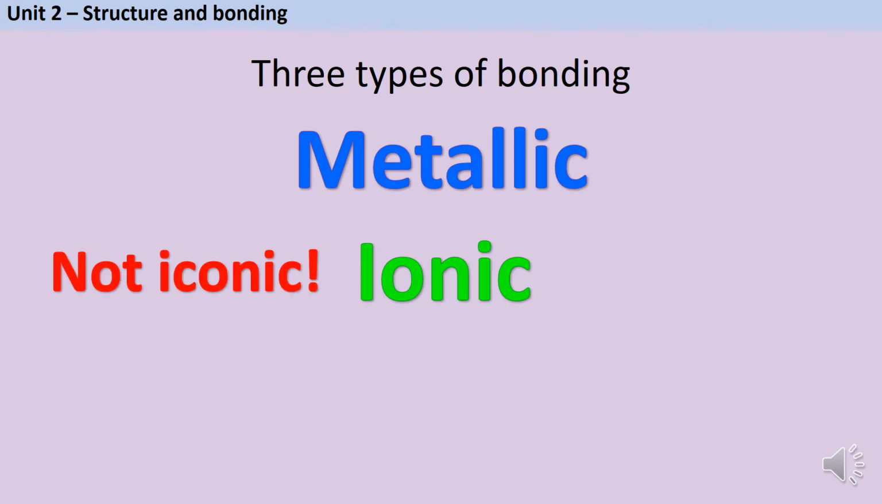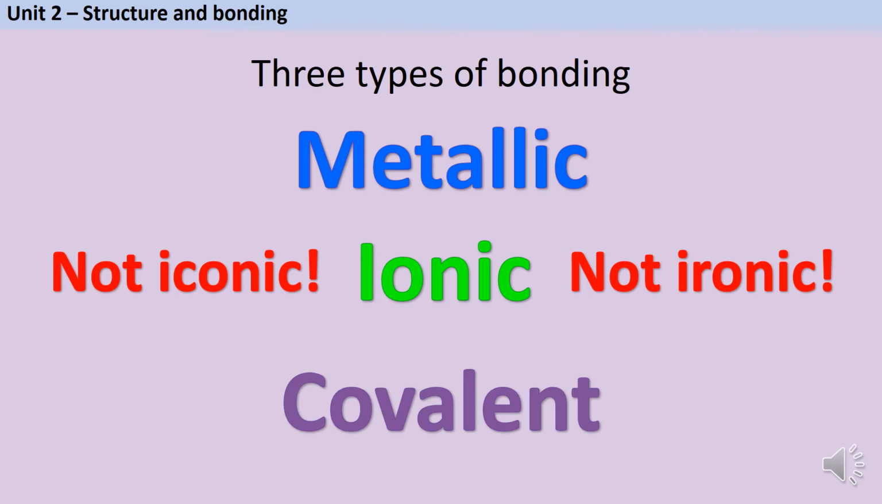And I just want to point out, it's not iconic bonding and it's not ironic bonding. And then our third type of bonding is covalent. And again, we see a lot of students making spelling mistakes in this.